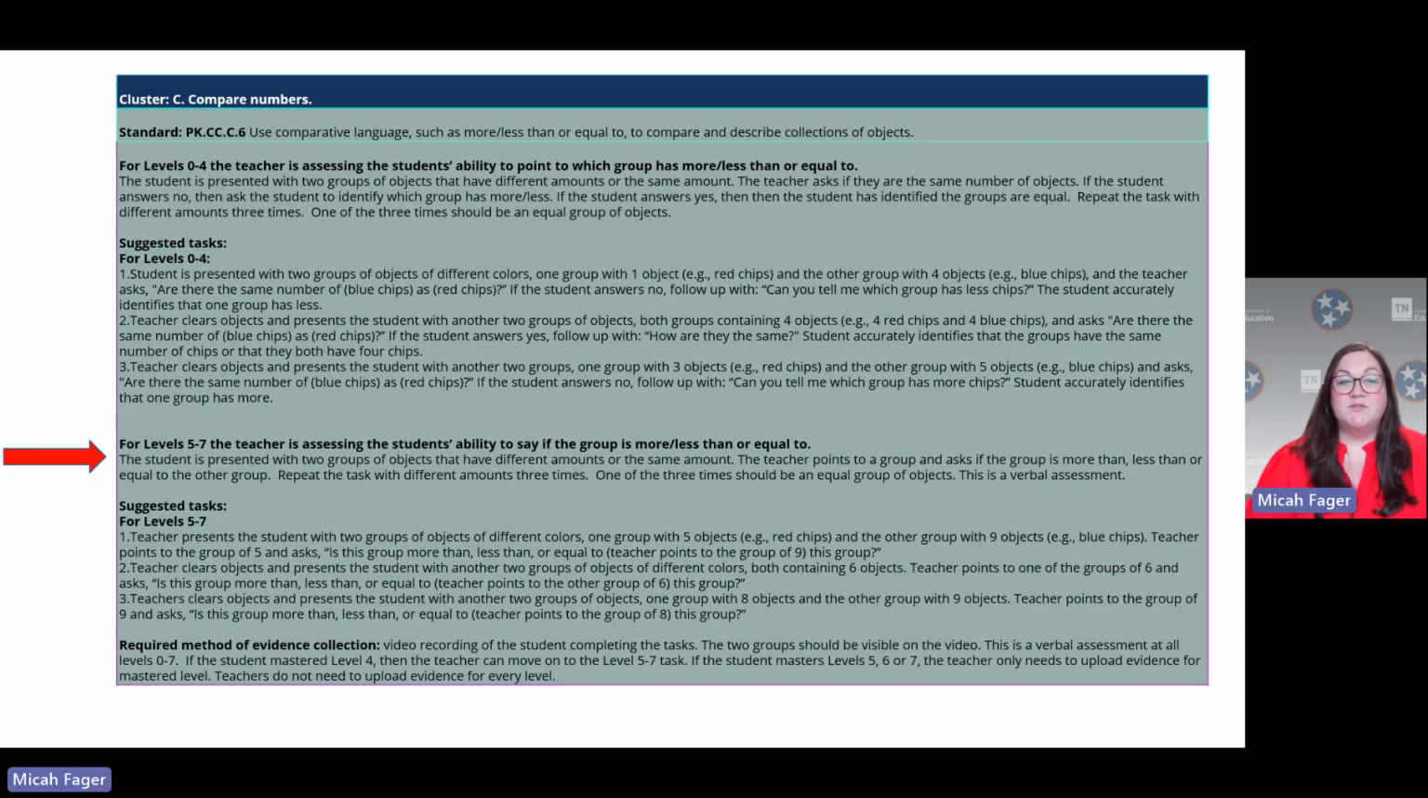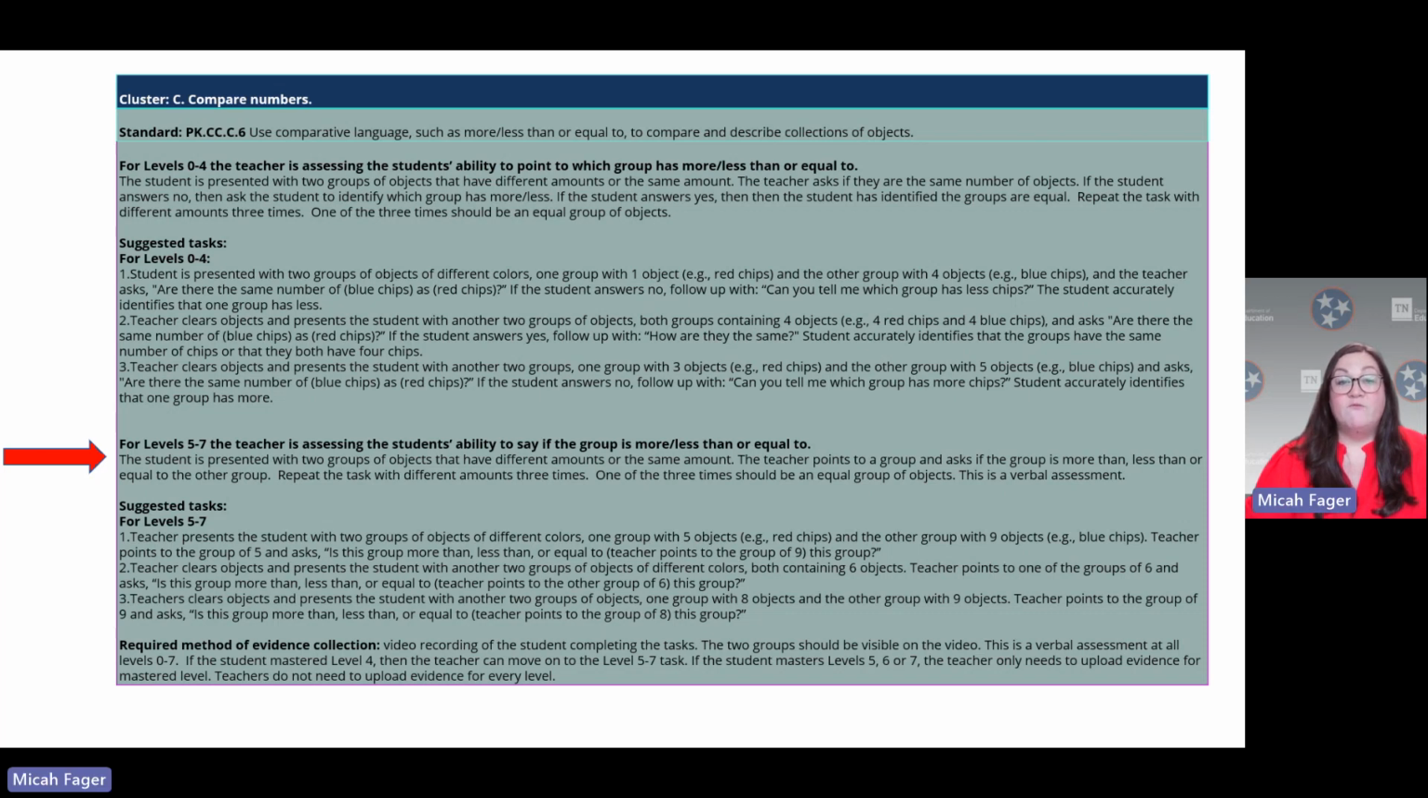When students are at levels 5 through 7, the teacher is assessing the student's ability to say if the group has more than, less than, or if the two groups are equal. The student is presented with two groups of objects that have different amounts, or the two groups have the same amount. The teacher points to a group, and this time the teacher is asking the student if the group has more than, less than, or equal to the other group.